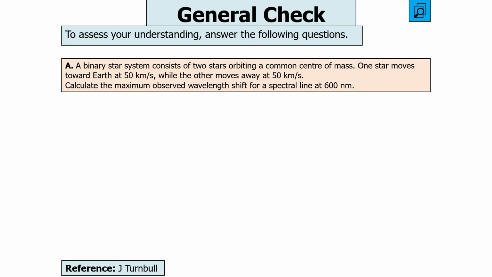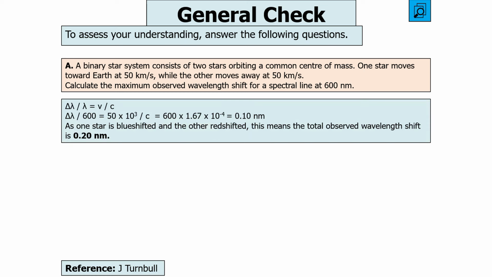A binary star system consists of 2 stars orbiting a common centre of mass. One star moves towards the Earth at 50 km per second while the other moves away at 50 km per second. Calculate the maximum observed wavelength shift for a spectral line of 600 nanometers.